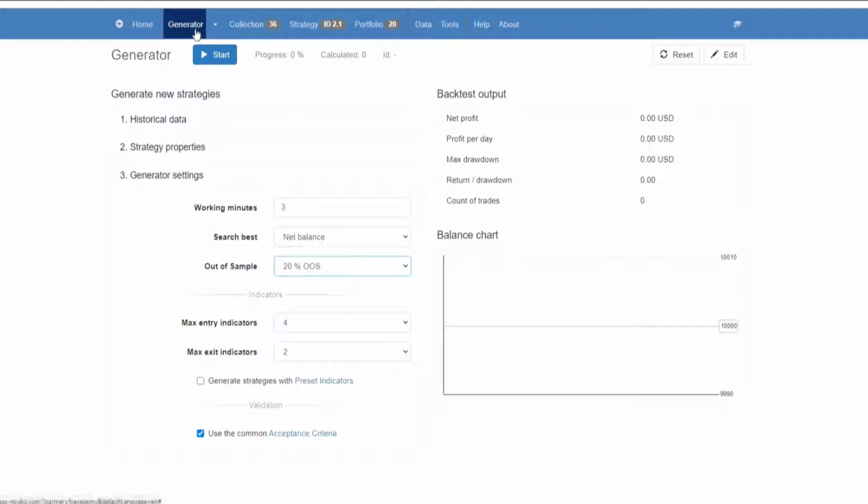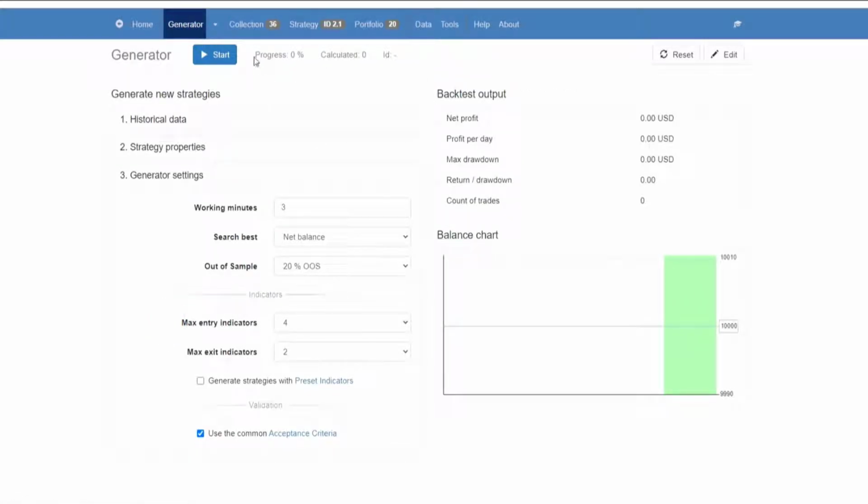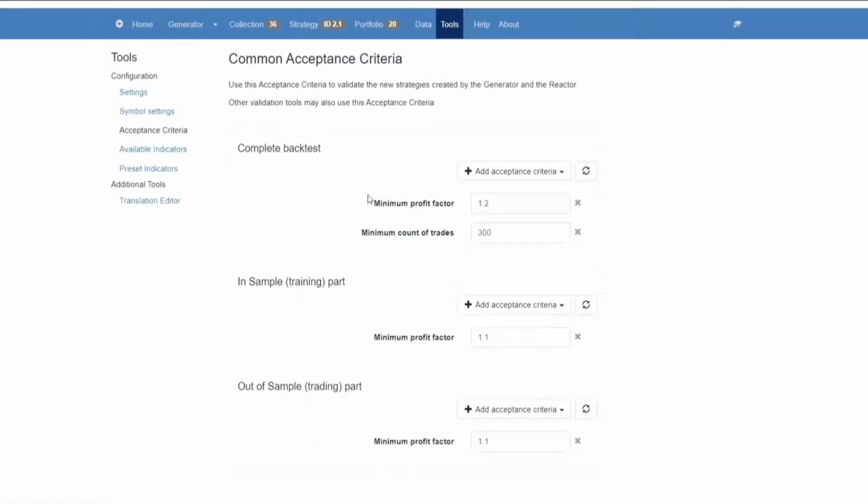Now, whether you're on the generator, optimizer, or validator, you can click on acceptance criteria and it will take you to the common acceptance criteria. Now, what you'll see is that we have the complete backtest, in sample, and out of sample. So we have acceptance criteria for all three of them. Now, if you have selected in your generator settings to use the out of sample, then when you go to the acceptance criteria, what you'll see is you can have acceptance criteria for the entire backtest or the complete backtest, and that will include the in-sample and the out-of-sample. And you can select to have acceptance criteria for your in-sample part and your out-of-sample part separately.